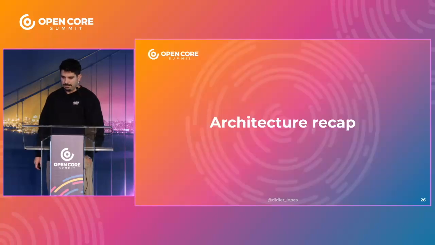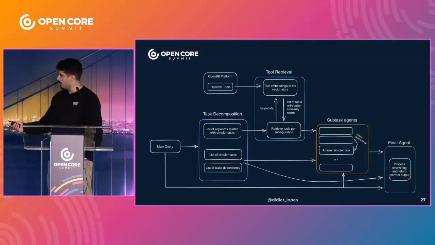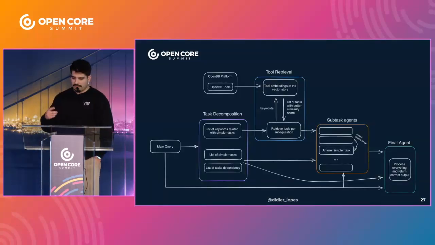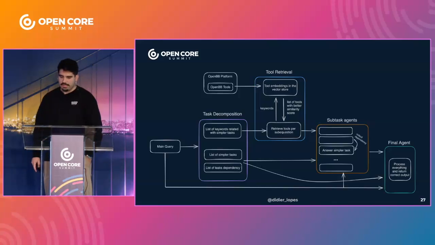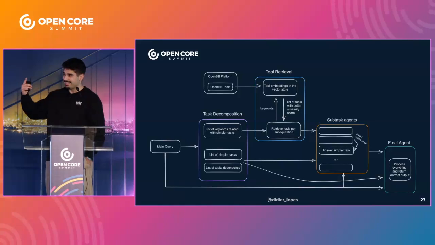So yeah. An architecture recap, and then we can go into the results. This is what we are dealing with. You have the main query. We do the task decomposition first. That list of keywords associated with each subtask is what we use to retrieve tools. These retrieved tools go with the keywords into the tool embeddings in the vector store. This is only possible because we used OpenBB. We created OpenBB tools from the OpenBB platform, and we used LangChain to do that mapping. And then we get the best tools for each of the subtask agents.